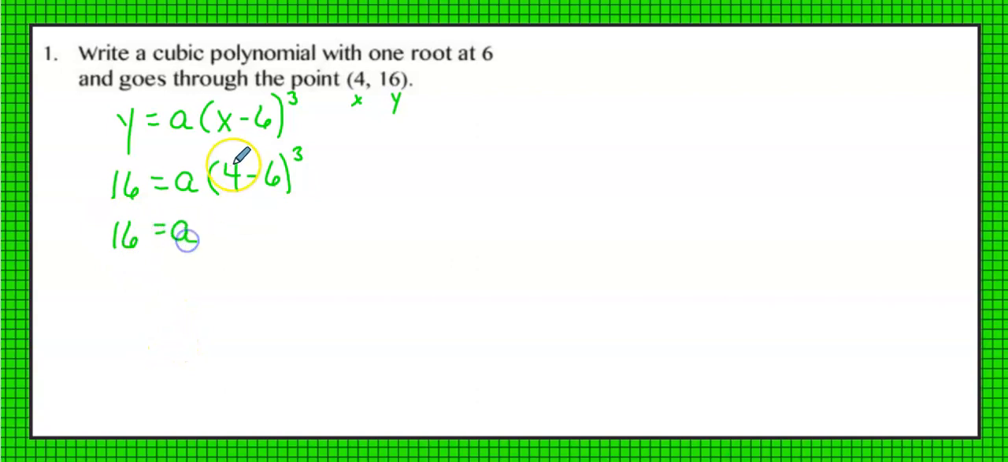So we're going to do this math here. 4 minus 6, negative 2. Negative 2 cubed is negative 8. So 16 equals a times negative 8, so we're going to divide both sides by negative 8. And we find out that a equals negative 2. So then we just go back up and plug in the negative 2 for a.